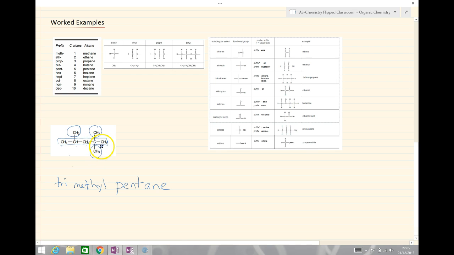There's 2 possibilities. We could start at this end. We would have 1, 2, 3, 4, 4. So it could be 2, 4, 4 trimethyl pentane, or we could name it as 2, 2, 4 trimethyl pentane. Well, if we check our rules, we need to go for the lowest number. So this we give 2, 2, 4 trimethyl pentane.